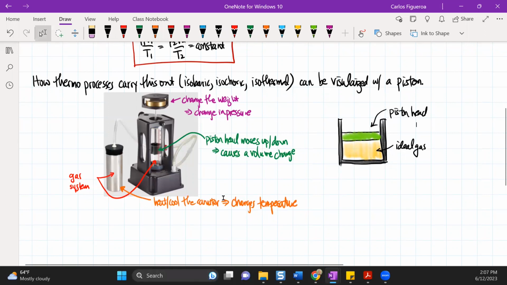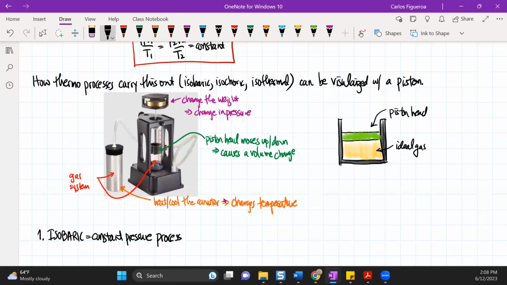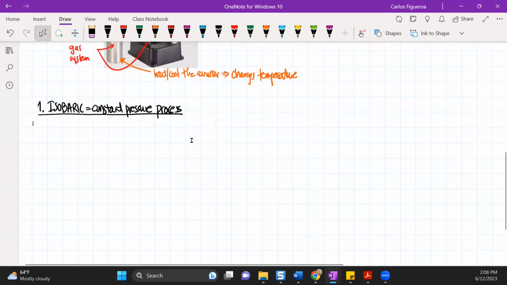So here we go. Now I have to look at the three processes. The first process that I'm going to look at is an isobaric process, which is a constant pressure process. So that's what we want to look at right there. Let's go look at this guy right here.